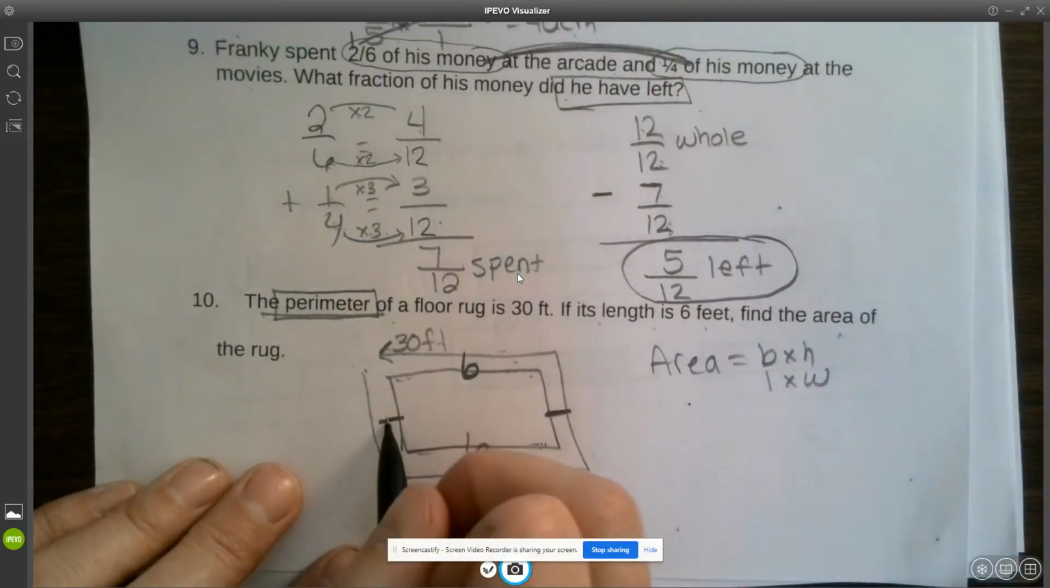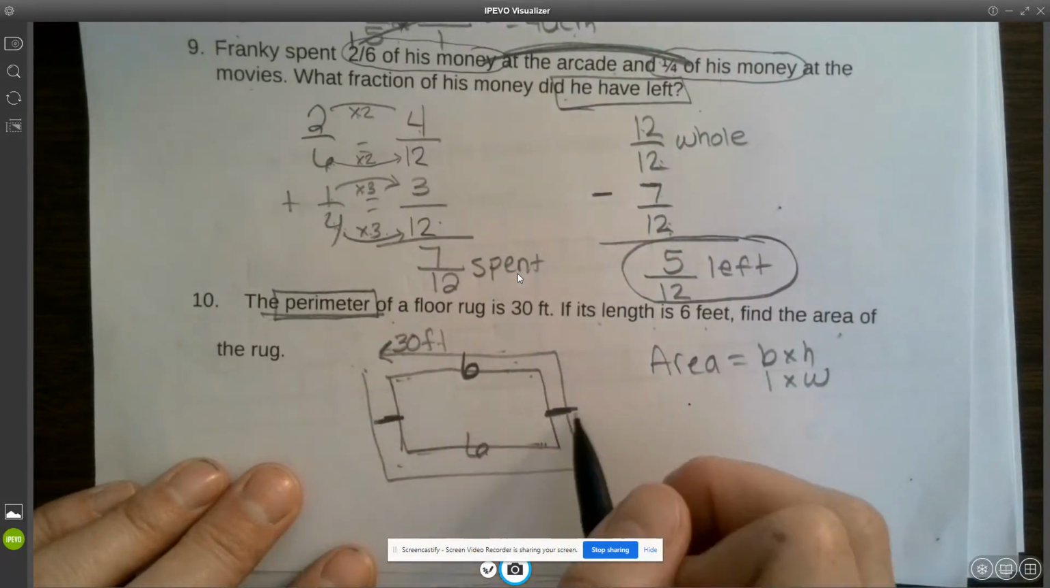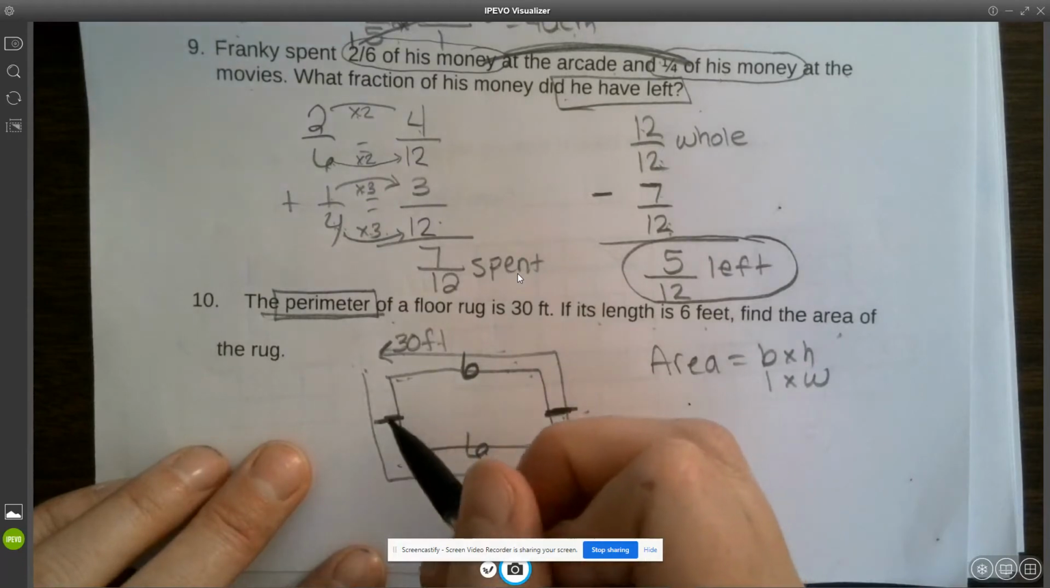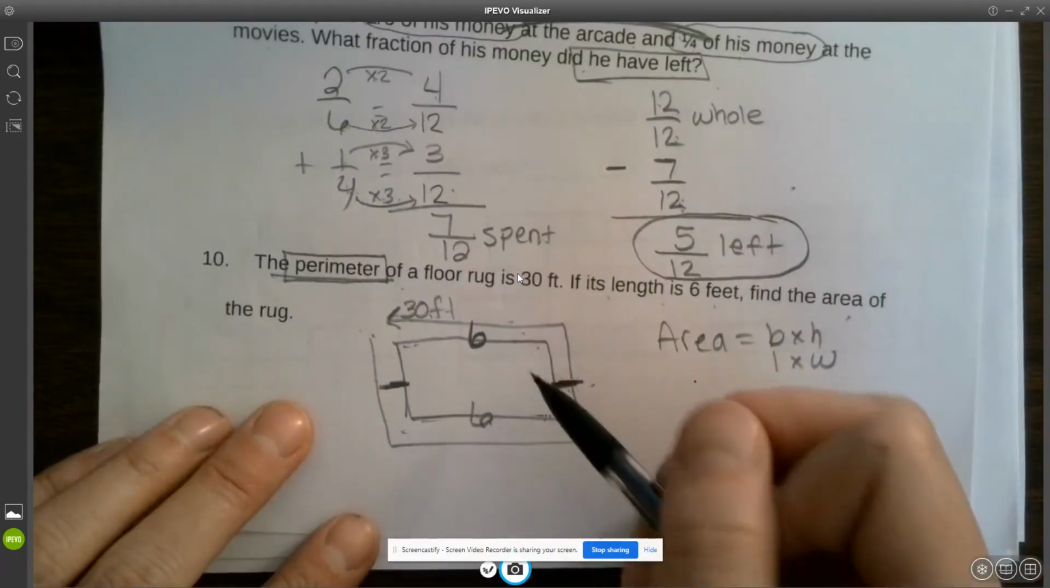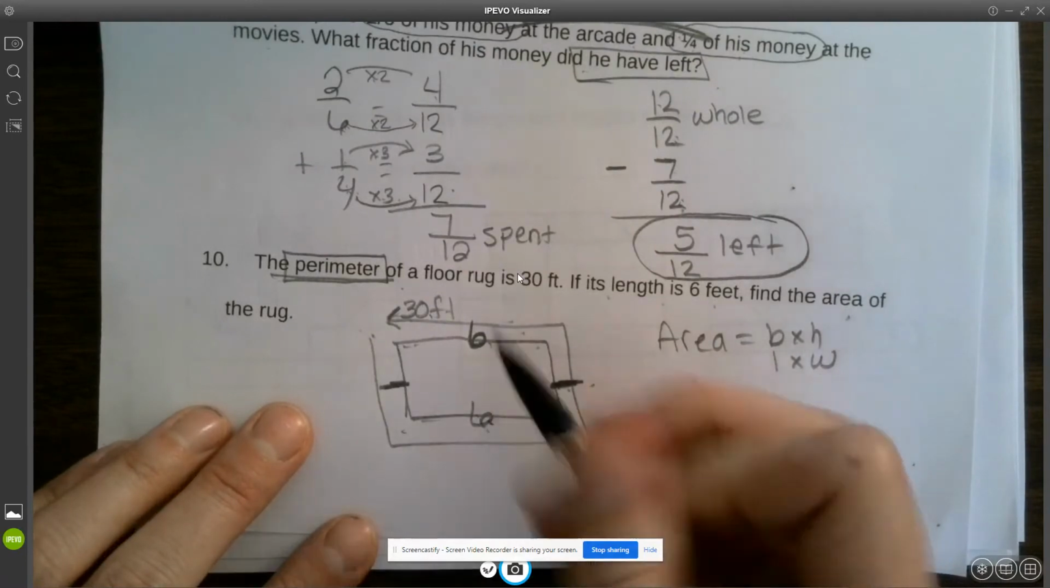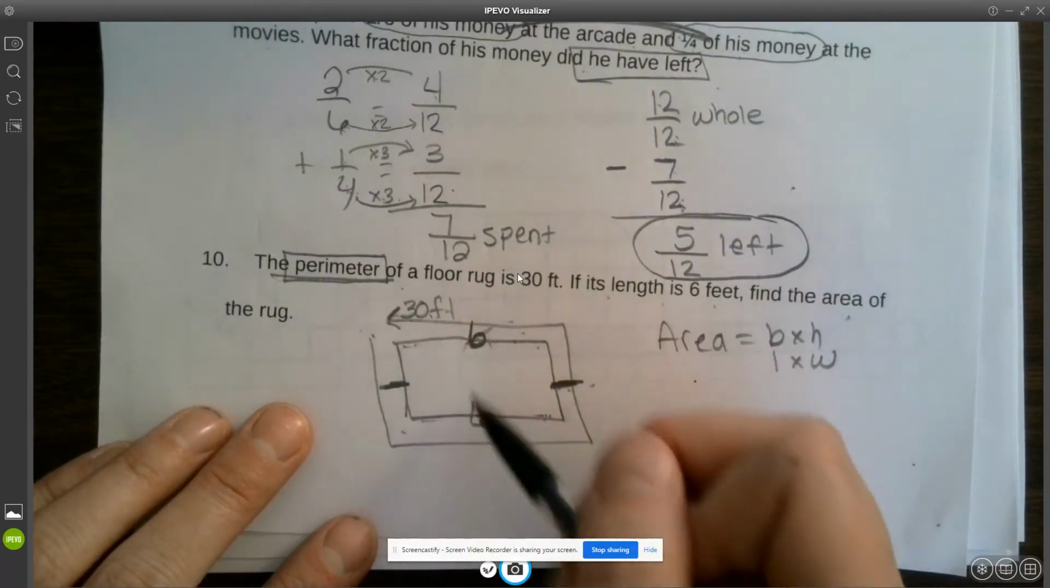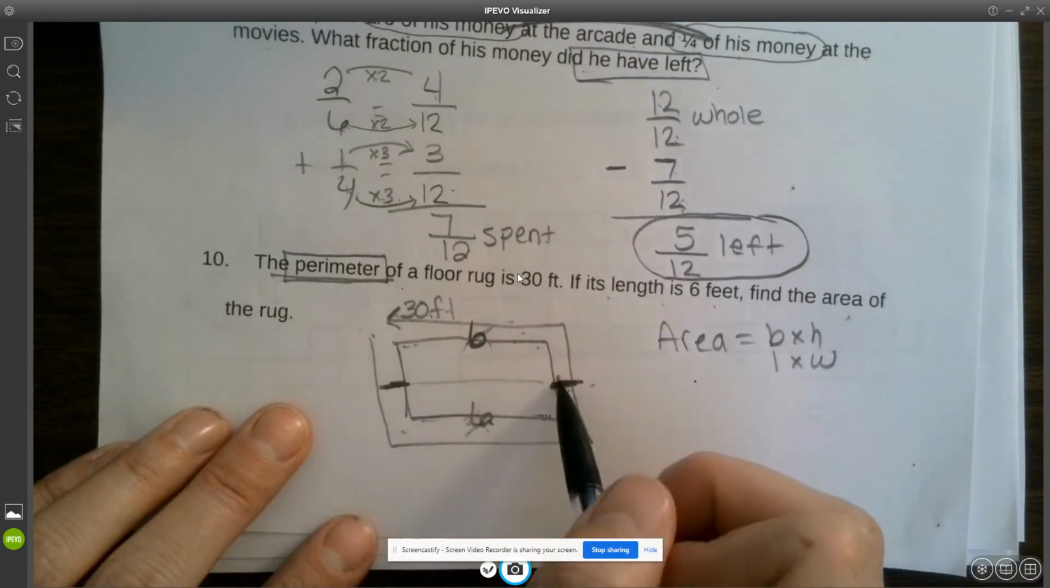Now I have to figure out what this side is right here, these sides, so that I can go length times width. Now I know that this plus this plus this plus this has to equal 30. So I'm going to take 30, take away these two, and then whatever is left over will be these two.